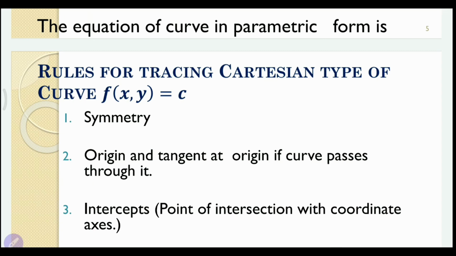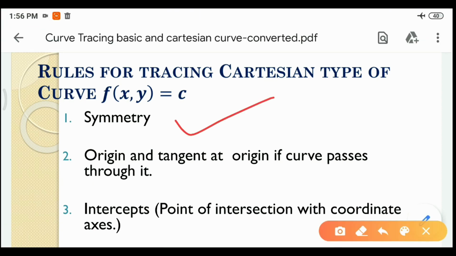So while tracing the Cartesian curve, there are 6 different points that you have to take care of. So the very first point over here is symmetry. First we are going to check out the symmetry of the curve. Then we are going to check whether the origin is passing through the curve or not. And if the curve is passing through the origin, then we are going to find the tangent at origin also.